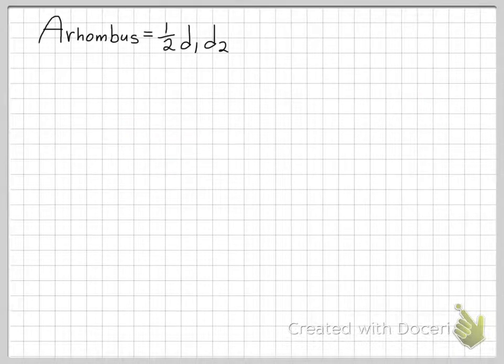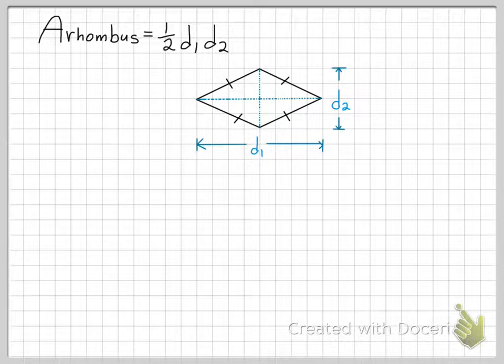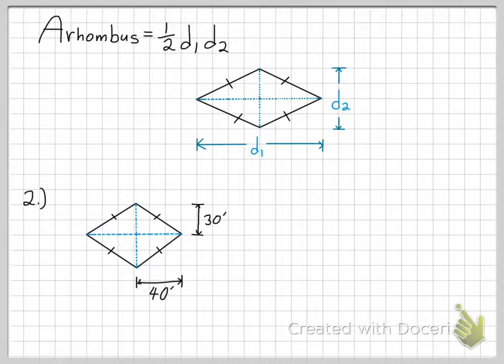Okay, moving along. We have the formula for the area of a rhombus, which is 1/2 times the first diagonal times the second diagonal. The length of the two diagonals multiplied by 1/2. So if you take the length of this diagonal, multiply it by the length of this diagonal, and divide by 2, you get the area of the rhombus. Okay? And here we have a problem with these numbers here, these quantities here.